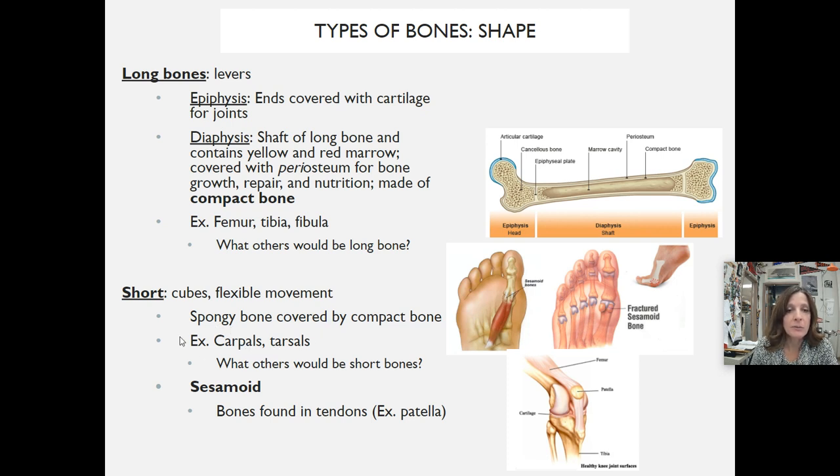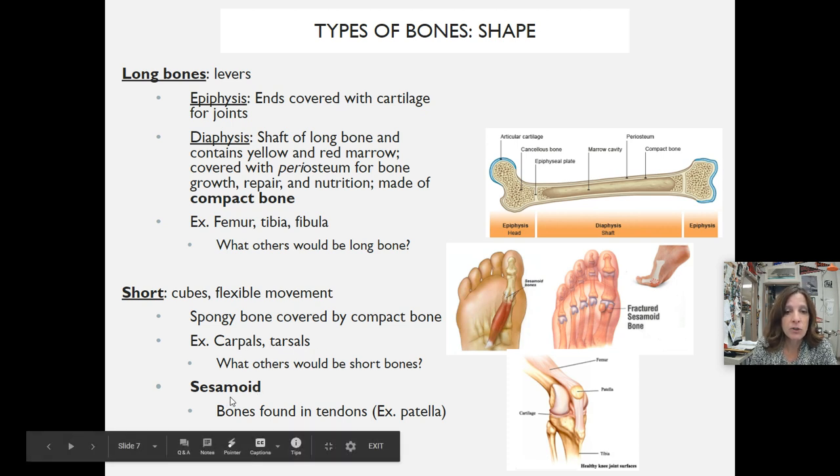An example would be your carpals and your tarsals, so the bones in your ankles and the bones in your wrists. And then sesamoid bones are a type of short bone. The one I always remember is the patella.